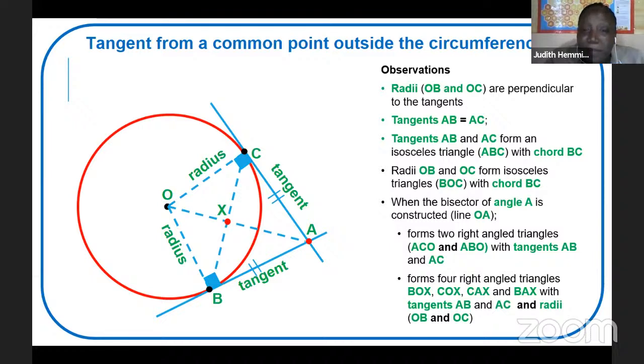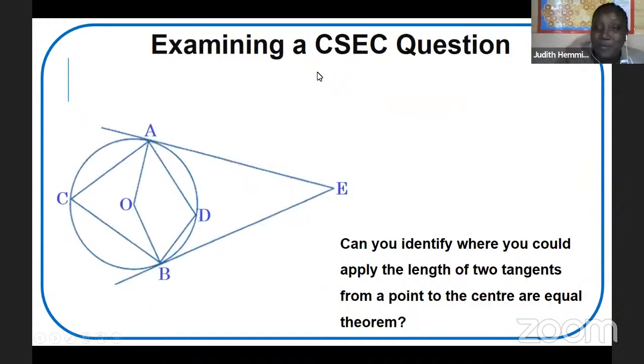So you realize that a lot of rich concepts are coming out when we have 2 tangents being formed at a common point outside of the circle. So we have 2 isosceles triangles being formed, 4 right angle triangles being formed, and you can use those concepts to determine the measures of angles and lengths. But the most important, you want to recognize that when 2 tangents form at a common point outside the circumference, the lengths of those 2 tangents are going to be what? Equal. Very good. All right, so we'll now proceed to another one.